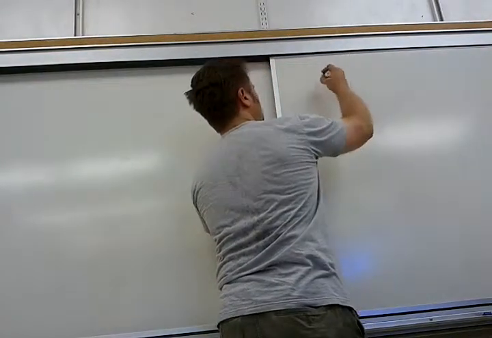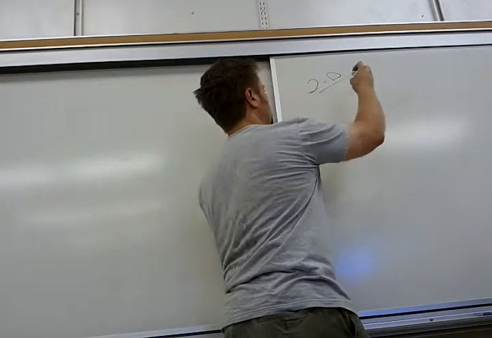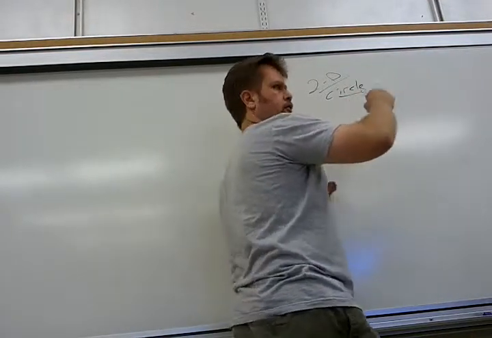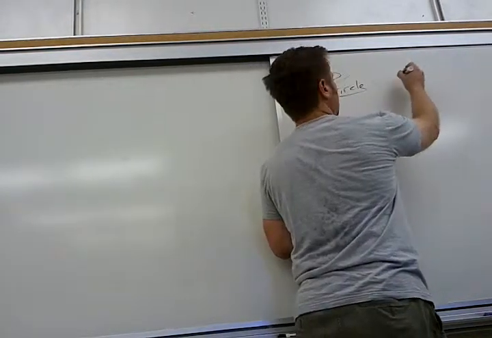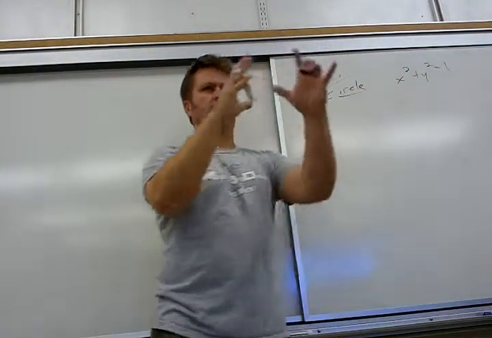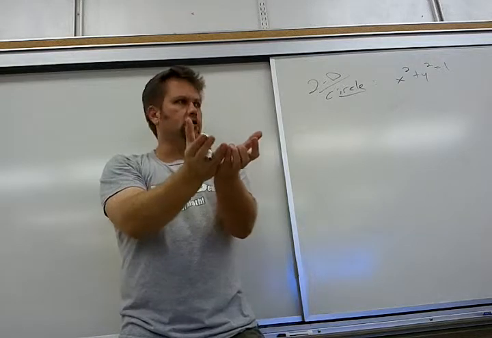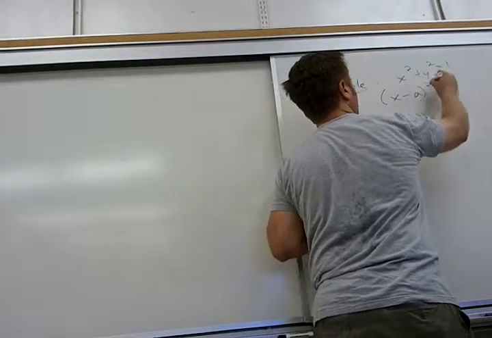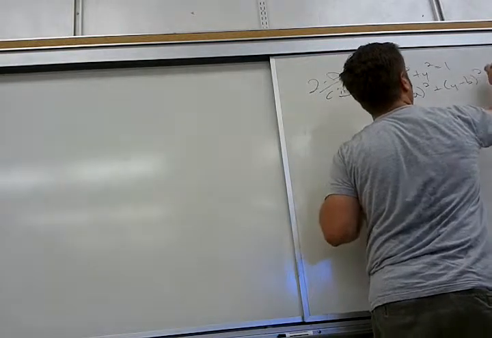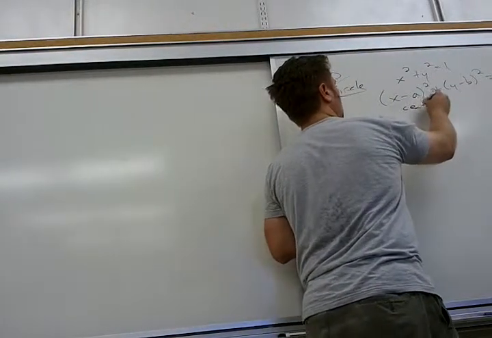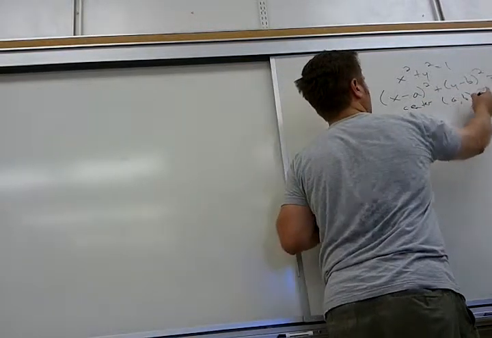Can somebody remind me, in 2D, I think I've already asked you guys this, what's the equation of a circle? General equation of a circle. X squared plus y squared. So there's the nice unit circle centered at the origin. So in general, you can have a circle like this, x minus a squared plus y minus b squared equals r squared. That would be a circle centered at (a, b) with radius r.